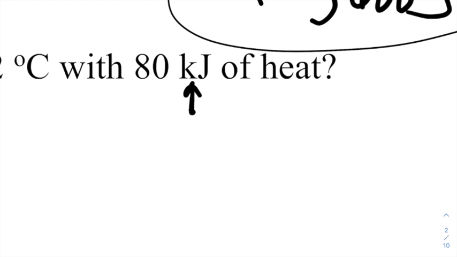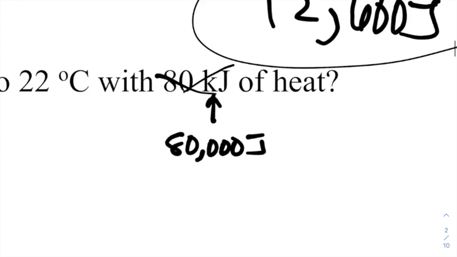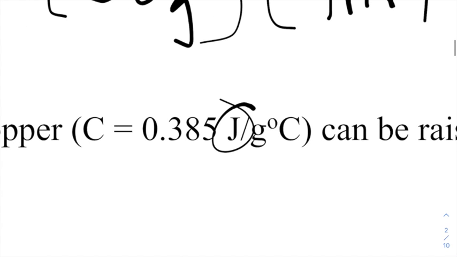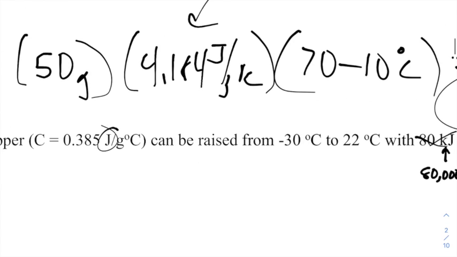First of all, be aware there, that's 80 kilojoules of heat. So what we're talking about there is 80,000 joules. And why does that matter? It matters because the specific heat capacity was given to you in joules.